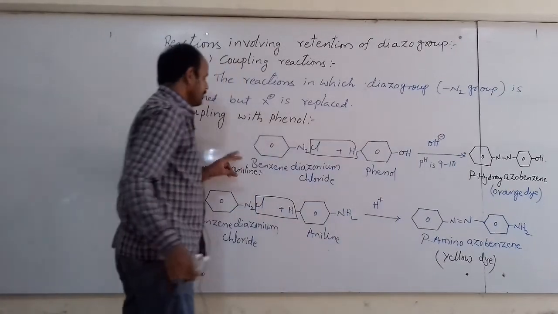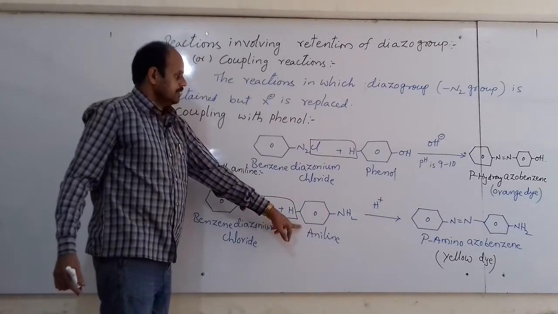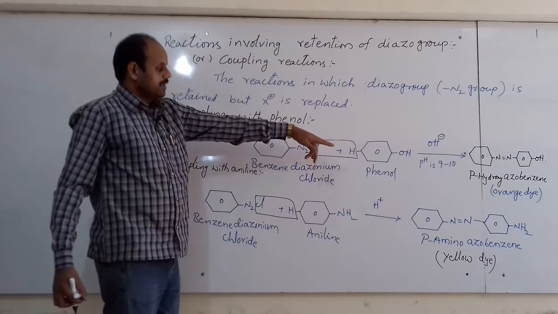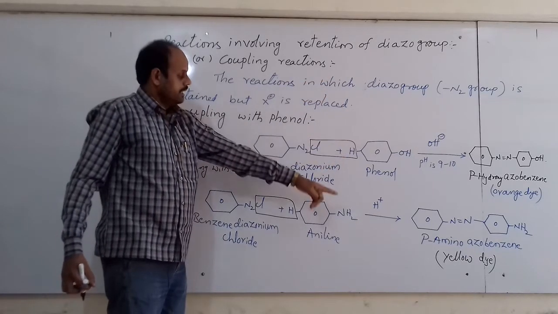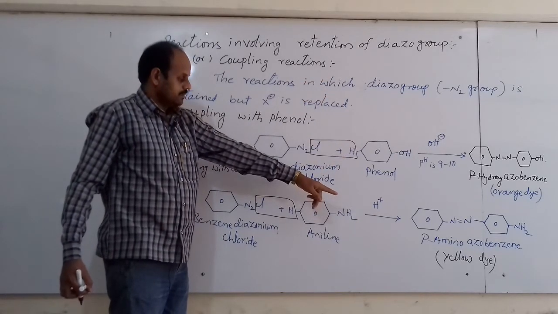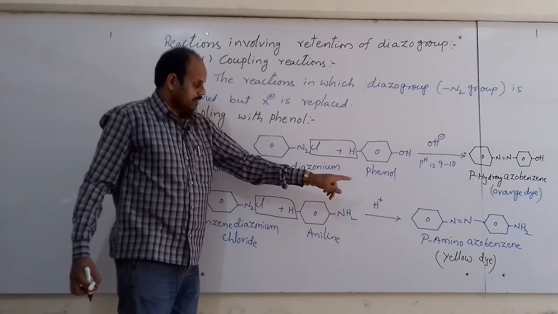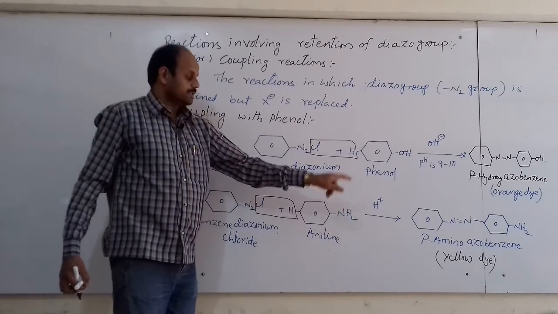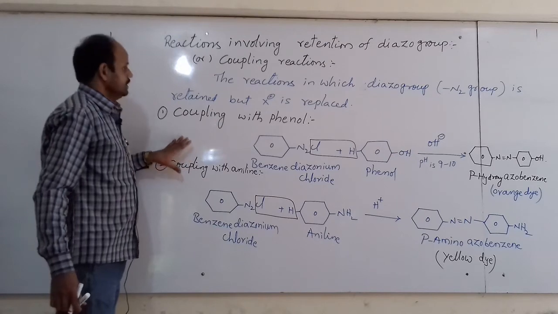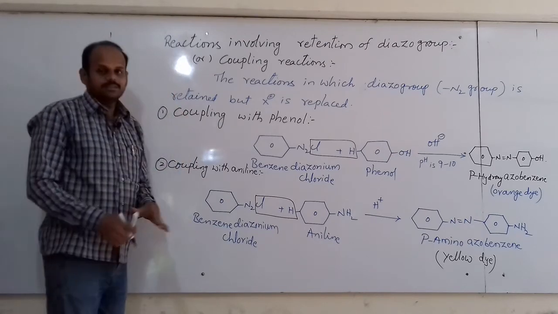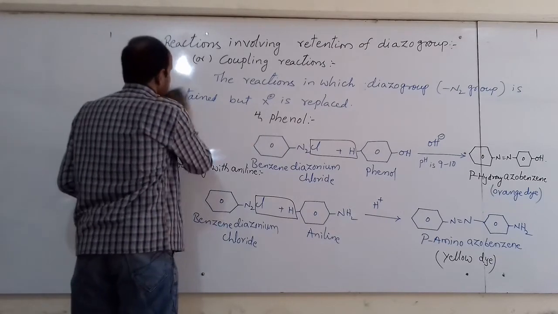Okay. These are the coupling reactions of benzene diazonium chloride with phenol and aniline. In the first case we get para hydroxy azobenzene, that is an orange colored compound, hence used as an orange dye. And para amino azobenzene is obtained when benzene diazonium chloride reacts with aniline. That compound is yellow in color, hence it is used as a yellow dye. Okay, these are the chemical properties of benzene diazonium salts. Next one is the importance of benzene diazonium salts.